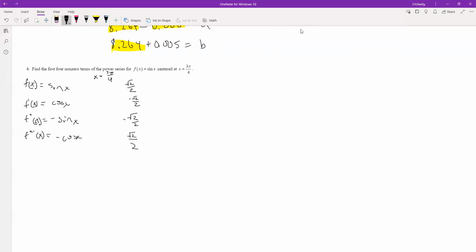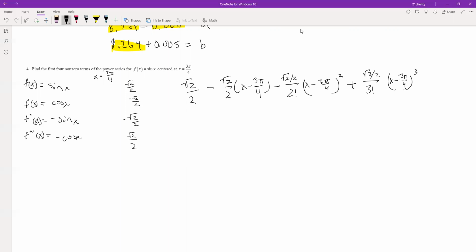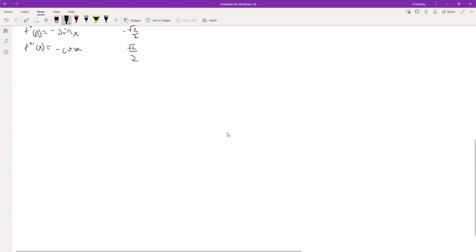our Taylor series, and we get rad 2 over 2 minus rad 2 over 2 times x minus 3 pi over 4, minus rad 2 over 2 over 2 factorial, which you can simplify if you want, but I'm just going to leave it like this, and then this is squared, and then plus rad 2 over 2 over 3 factorial, x minus 3 pi over 4 quantity cubed. So that was number 4, not too tricky. Moving on to number 5.